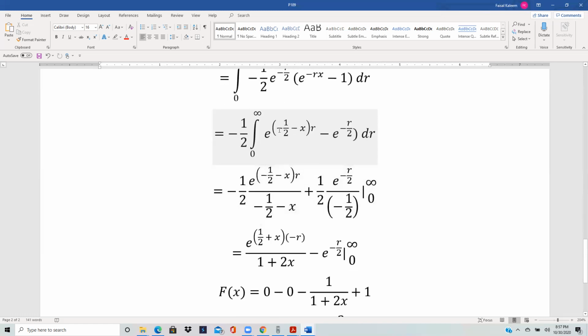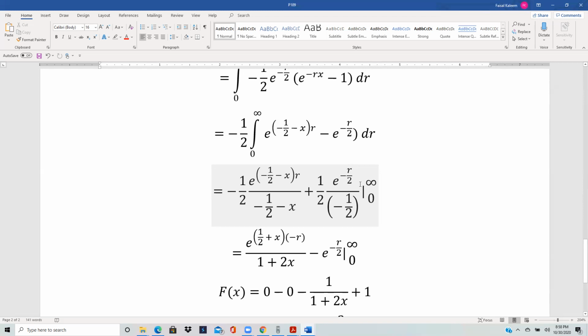As we said here, e to the AR integrates to e to the AR divided by A. A was negative half minus x, and that's this negative half outside. And then I'm distributing this negative half over here also. Negative half times negative 1 is plus half. And e to the negative r over 2 integrates to e to the negative r over 2 over negative 1 over 2, with limits 0 to infinity.